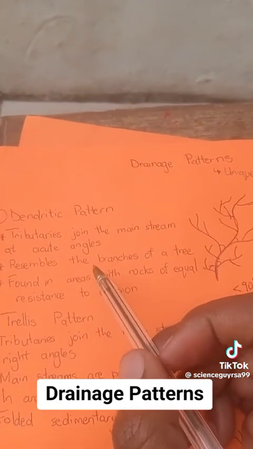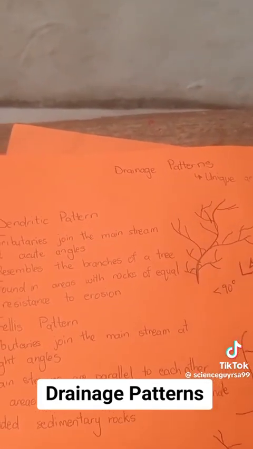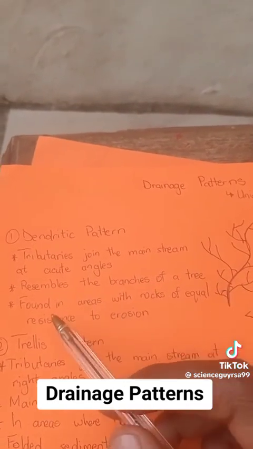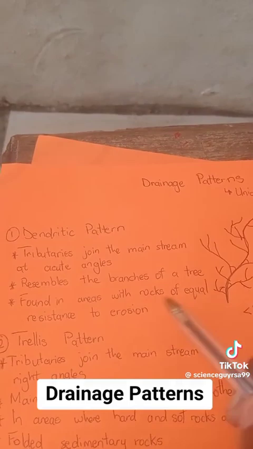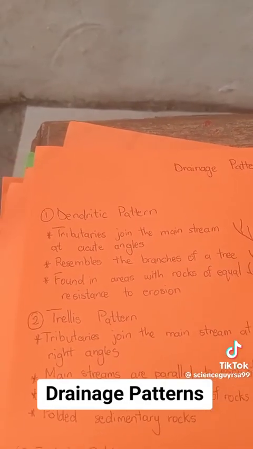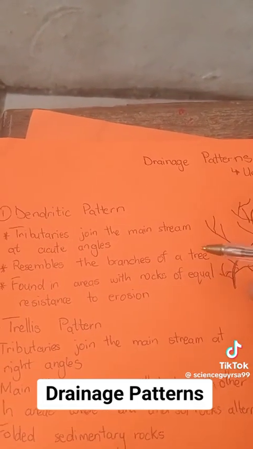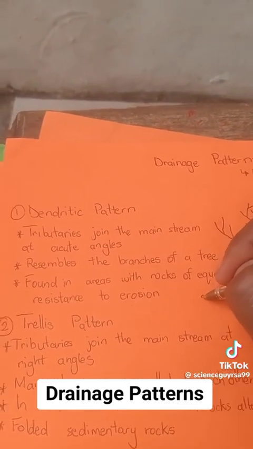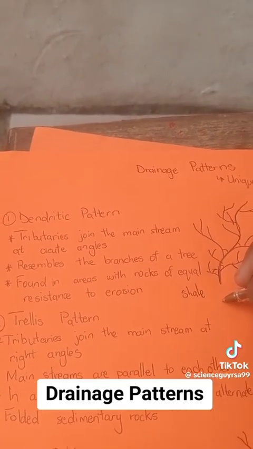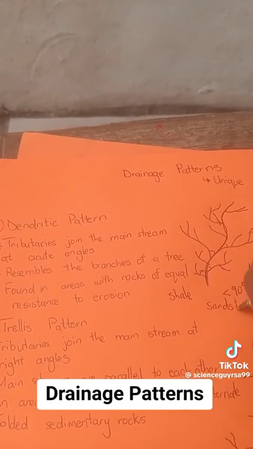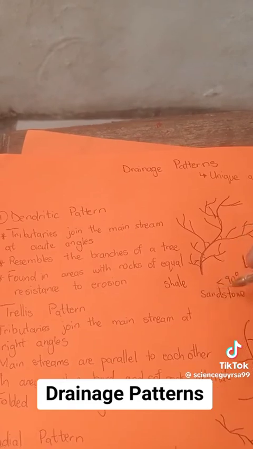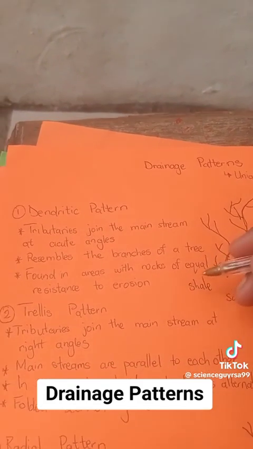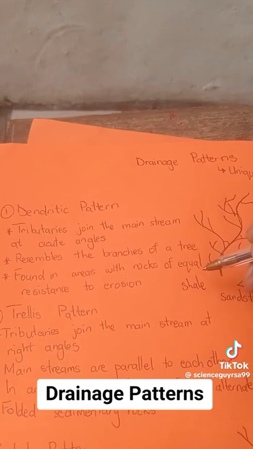So it's clearly easy to recognize the dendritic pattern. As you can see, it looks like the branches of a tree, as I said. You find it in areas with rocks of equal resistance to erosion. Rocks are different, so they have different resistance to erosion. For example, you have shale, and you have sandstone. We know that sandstone is much more resistant due to its minerals like quartz, which are resistant to erosion, but shale has a lesser resistance to erosion.